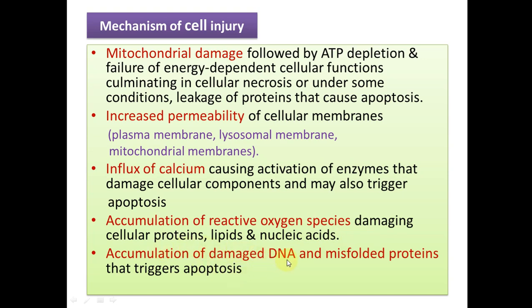The damaged DNA and misfolded proteins are normally removed by the DNA repairing mechanisms and the presence of chaperones. But if the neutralizing mechanism is weaker, or if the production of the damaged DNA and misfolded proteins is more than can be neutralized by the chaperones and other mechanisms, then the accumulation of the damaged DNA and misfolded proteins will activate apoptotic cell death.